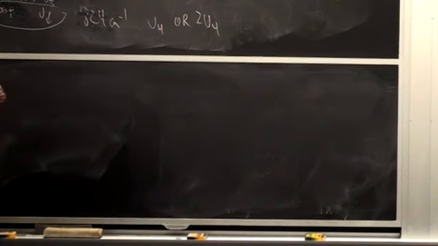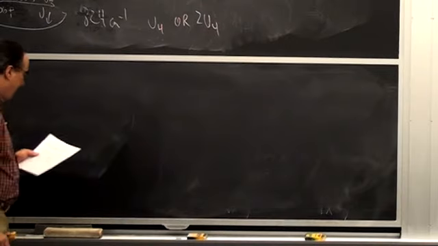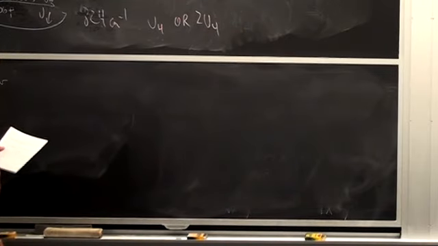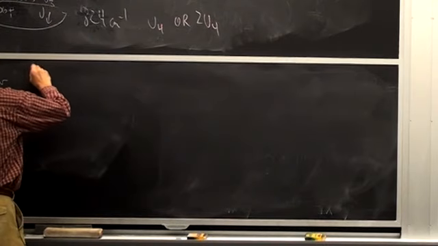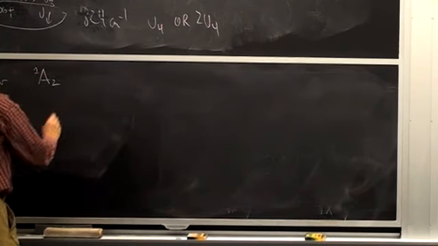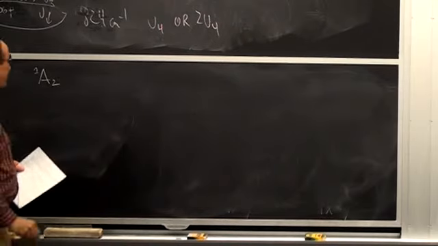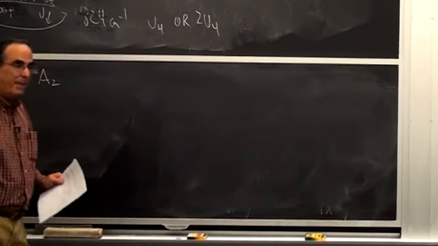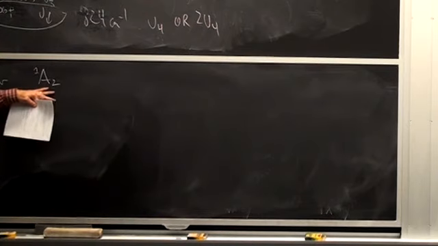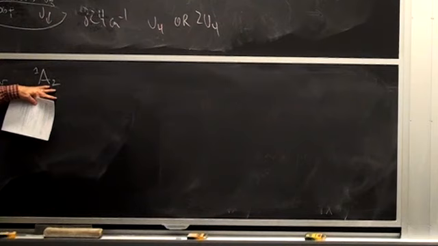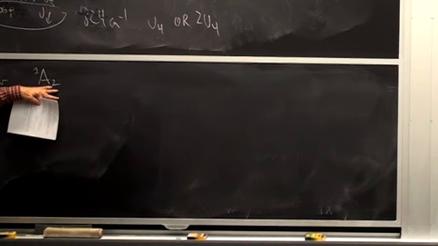So if we are in C2V, the excited state, the S1 state, has A2 symmetry. And that's a forbidden transition from the ground state. So it's forbidden by electric dipole. It's allowed by magnetic dipole. The general rule is forget magnetic dipole.